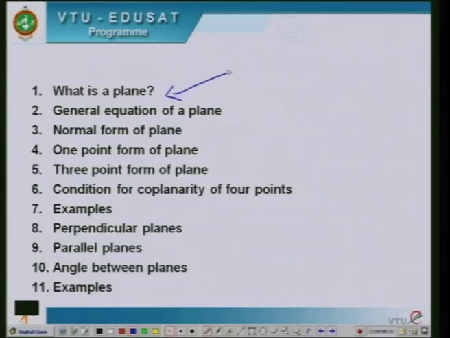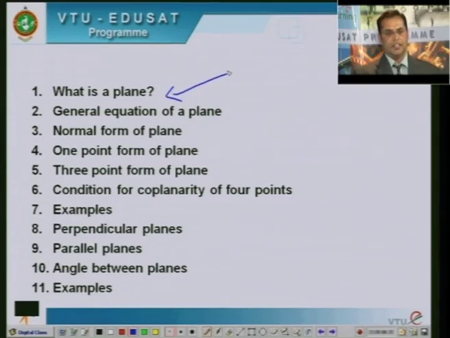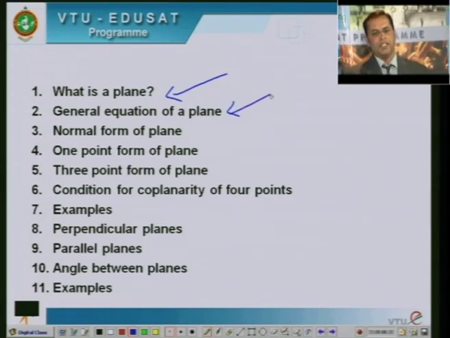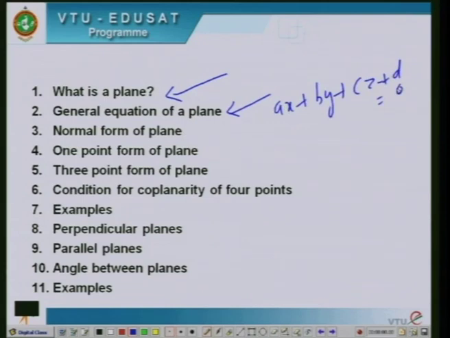We have seen what is a plane, what is a plane surface. We have said that a plane is a surface in which given any two points, the line joining them lies entirely on the surface. Then we have looked into the general equation of a plane, which is Ax plus By plus Cz plus D equal to 0, where A, B, C, D are constants. We have particularly said that the coefficients of x, y, z in this equation represent the direction ratios of the normal to the plane. Normal in the sense a perpendicular drawn to the plane surface.